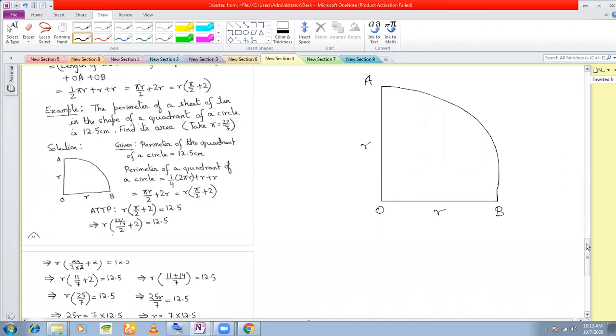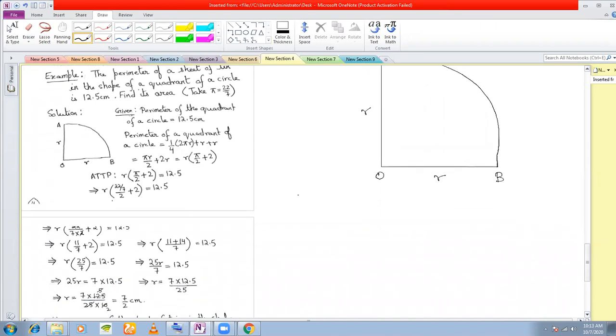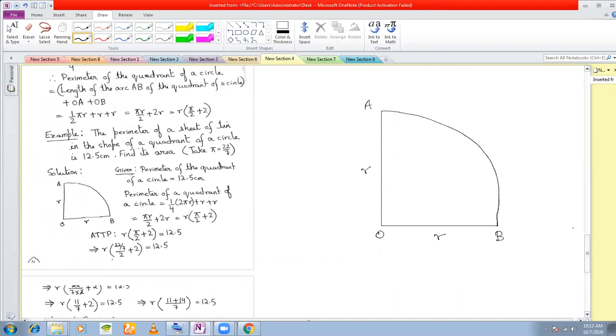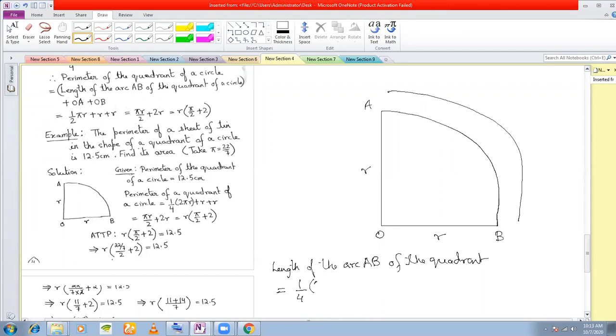So I start by saying let the radius be r. If the radius is r, then what is the length of the arc AB of this quadrant? It is 1/4 of the length of the whole circle. AB is equal to 1/4 of 2 pi r, isn't it? 1/4 of the whole circle, right? So which is half of pi r.